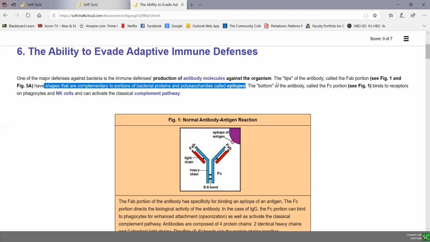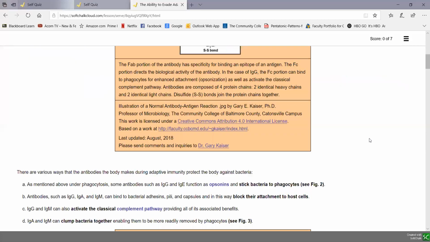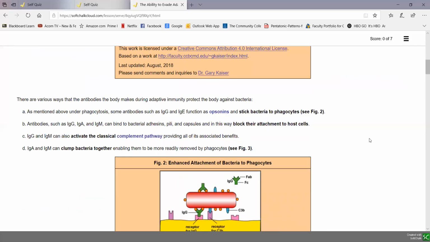And then the bottom part of the antibody directs biological activity that can do things like bind bacteria to phagocytes for opsonization, bind them to NK cells, as we'll see later in the semester, or activate the complement pathways. So these antibody molecules we make during humoral immunity, or antibody production, as part of our adaptive immune responses are a key part in helping fight against bacteria, as well as other microorganisms.